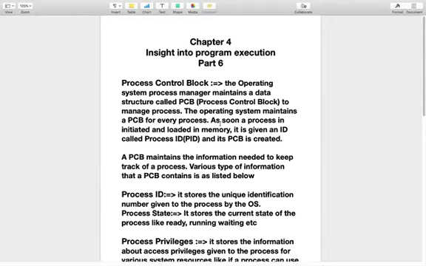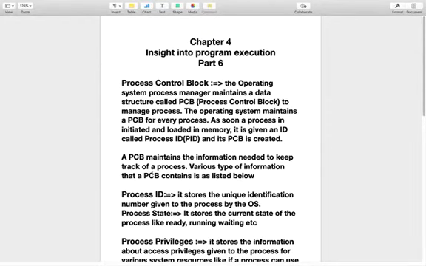As soon as a process is initiated and loaded in memory, it is given an ID called process ID, which is also called PID, and its PCB is created. So whenever we create a process or a process is loaded into memory, it is given a unique ID. Every process has its unique ID, also known as PID. A PCB maintains the information needed to keep track of a process.